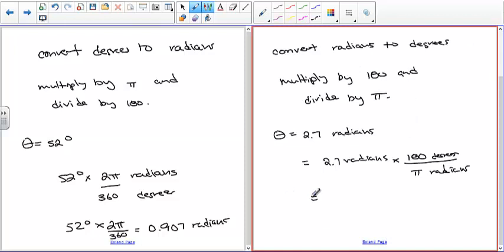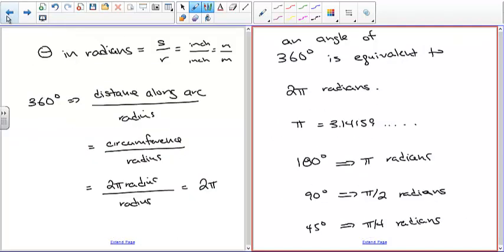2.7 times 180 divided by pi. So I get theta is equal to 154.7 degrees. Likewise, if you have a radian number, the degree number is much higher. If you have 2 pi radians, that should convert to 360 degrees, and the other way, 360 degrees should convert to 2 pi radians. So that's the conversion between the two.